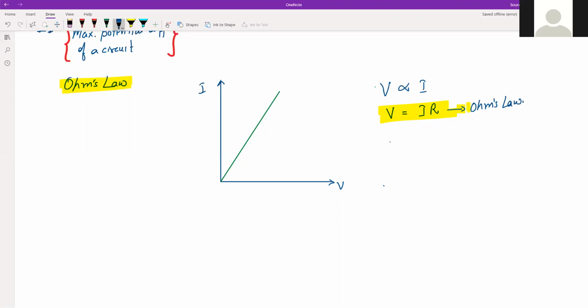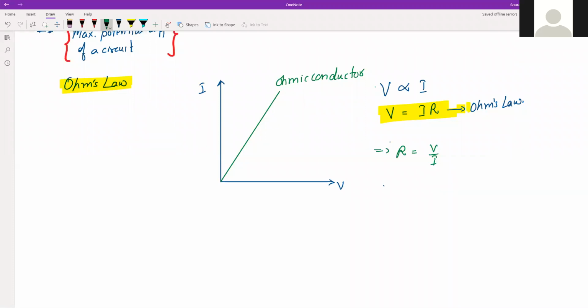So we see that this is a straight line. If it is a straight line, we say that this is an ohmic conductor, which follows Ohm's law. So from this, one thing is clear: what is R? R is equal to V by I. So the resistance of a conductor is the property by virtue of which it opposes the flow of charges through it. That property is called resistance.